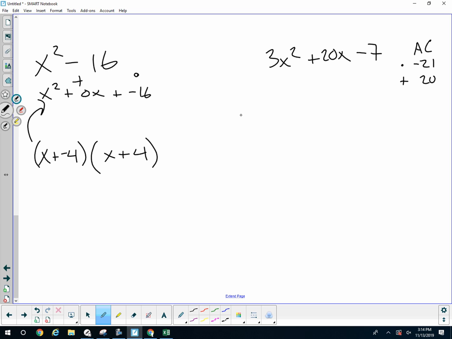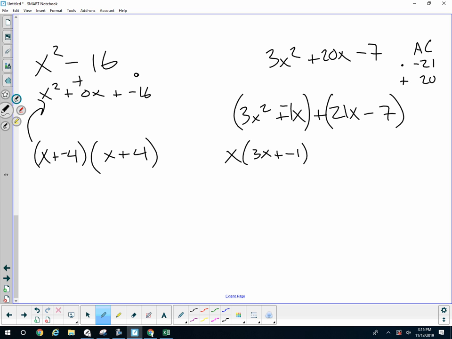All right, ready? I'm going to write 3x squared minus x plus 21x minus 7. Put the negative first. Make it plus a negative 1x, right? Make sure you have x's. Put the negative first. Trust me, it will help you. Factor out all we can from the first one, just an x. 3x plus negative 1. Factor all we can from 21x minus 7.